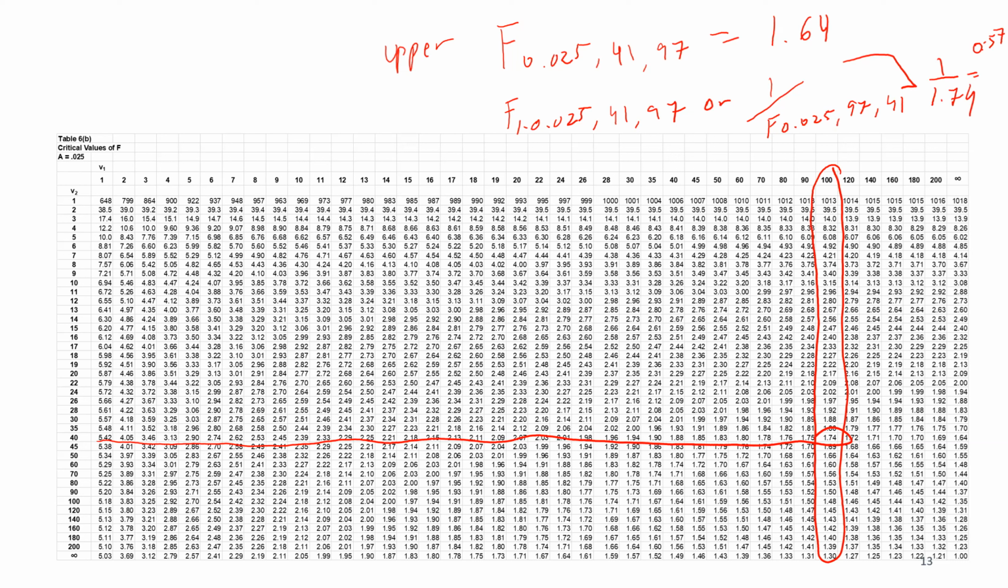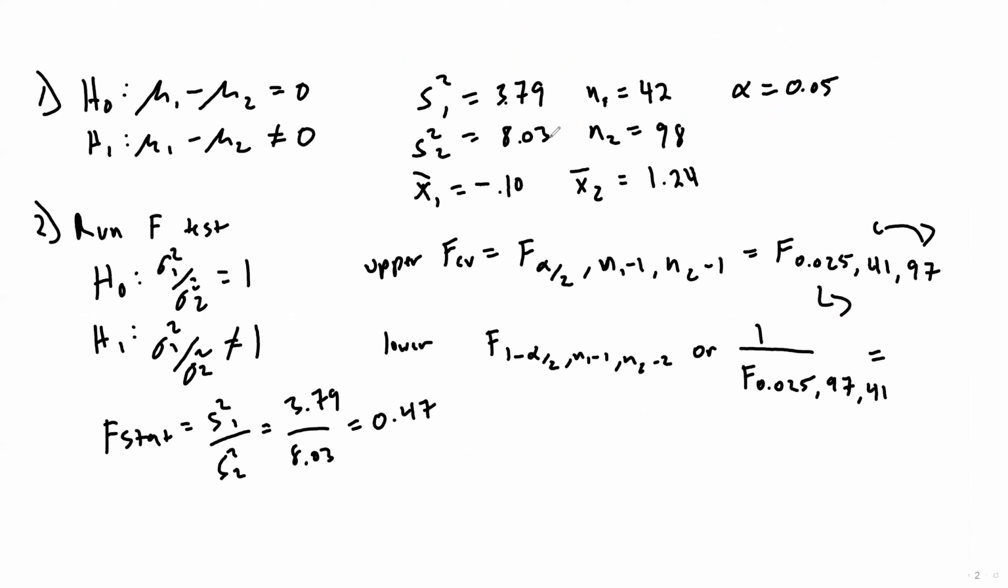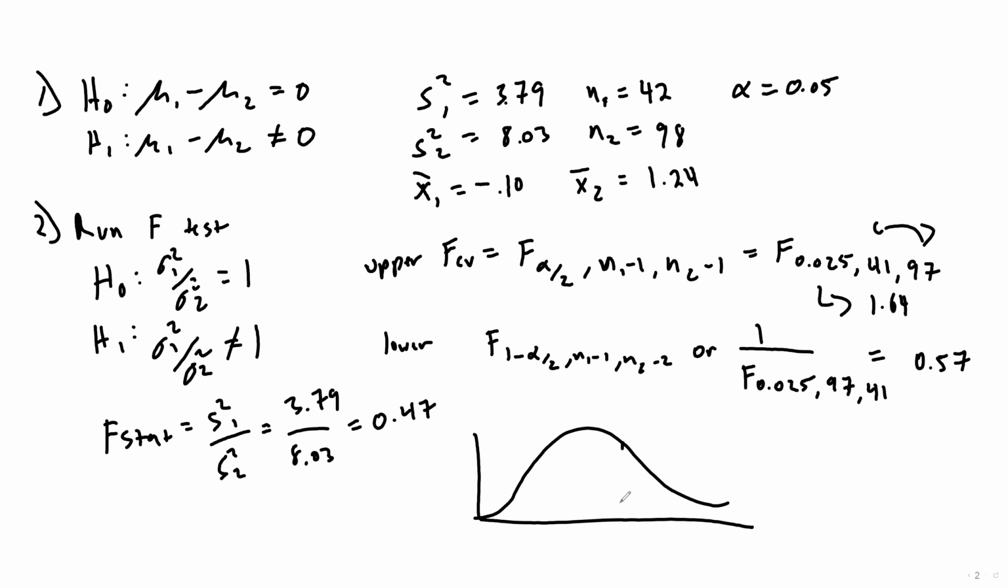So I'm going to go back to the whiteboard. So your upper bound is 1.64, your lower bound is 0.57. Again, reference back to what we just did on that table. Okay, so you have your two critical values, 0.57 and 1.64. We have your rejection regions. Now, 0.47, does it fall within the rejection region? I hope all of you are nodding your head yes, because 0.47 is somewhere right here.